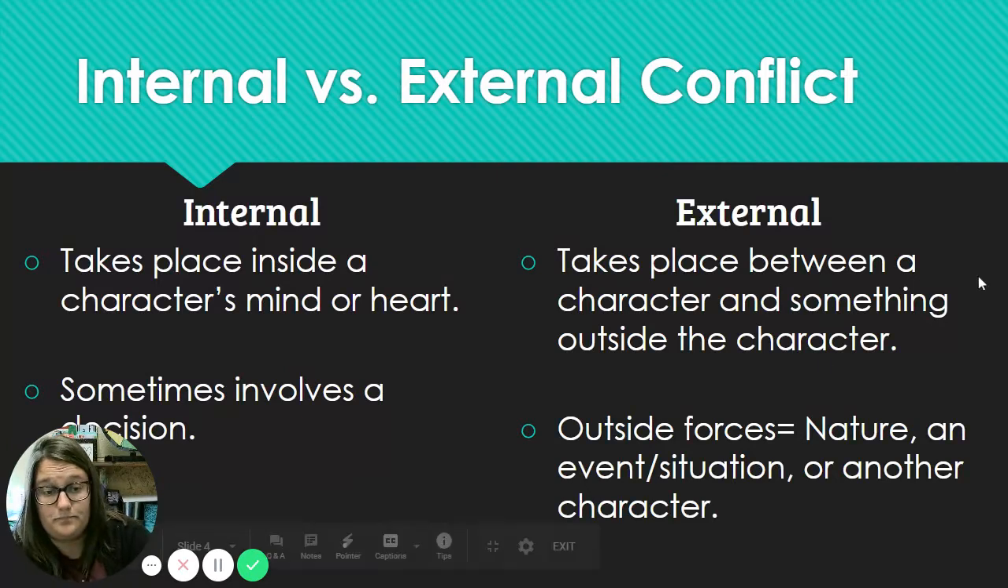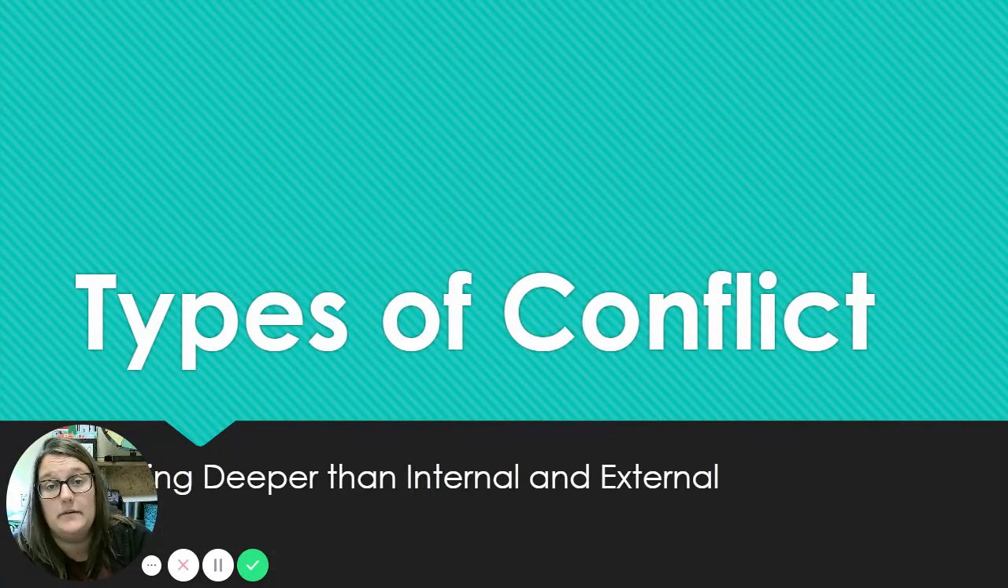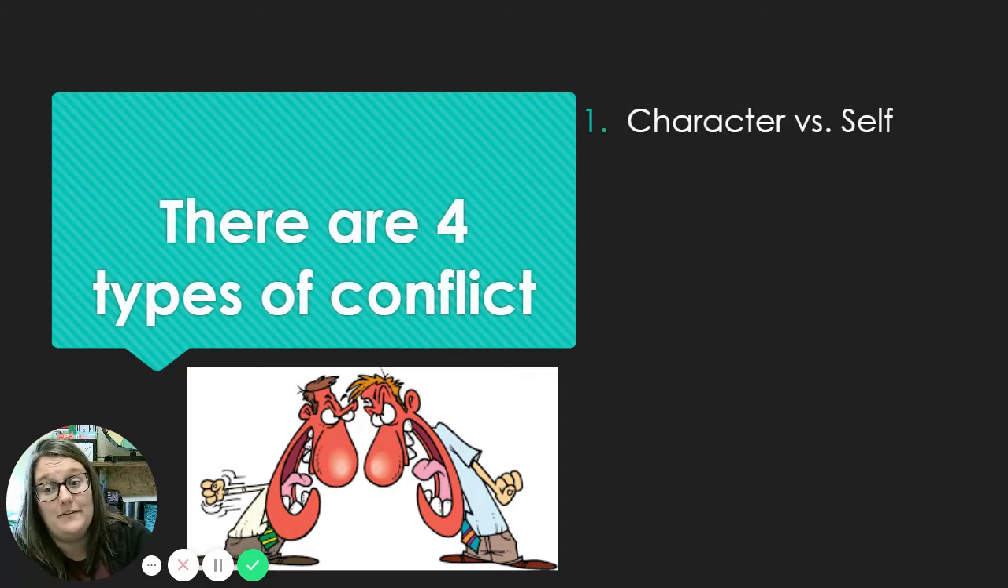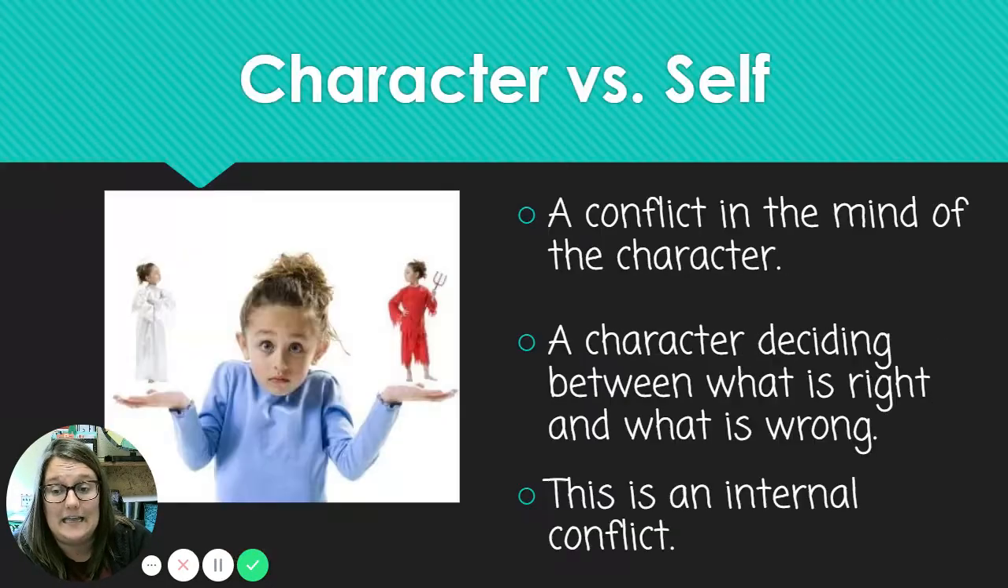All right. Now we are going to look at the 4 different types of conflict that we will see as we read and write. Okay? The most common 4 that we will see are character versus self, character versus character, character versus nature, and character versus society. So let's start with character versus self.